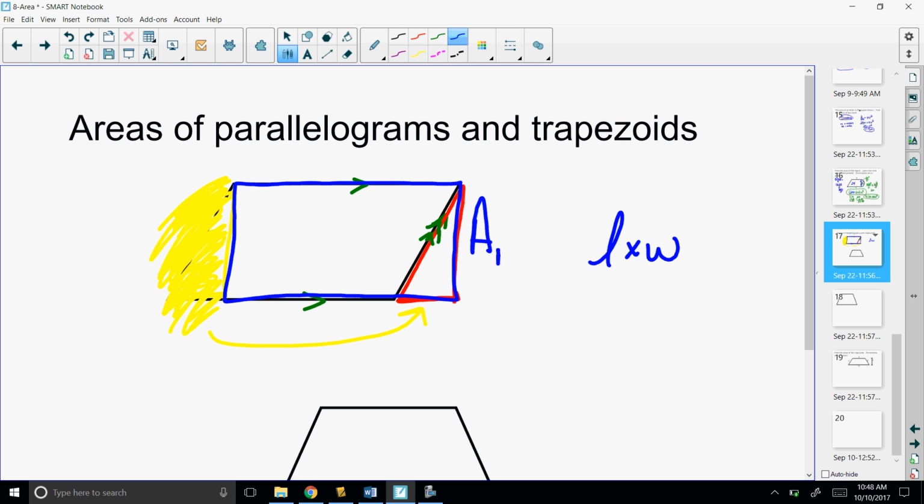So the area of a parallelogram is equal to length times width, because you can make a rectangle out of it. Now keep in mind the height is still that perpendicular distance, or the width is still that perpendicular distance. So this is the width and here's the length. Don't let this slant distance be your length or width. It is not included in the calculations.